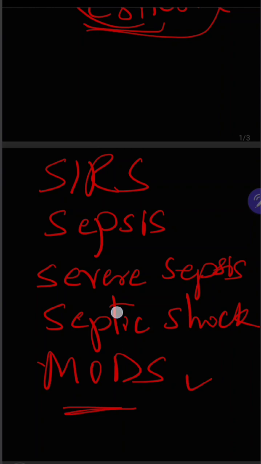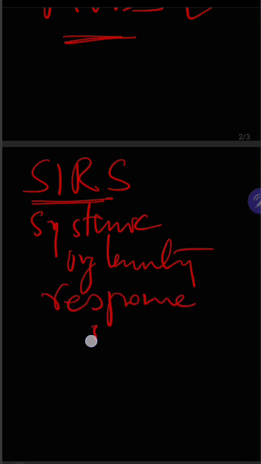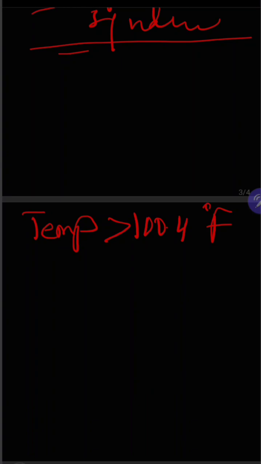So whenever a patient comes, you first have to be able to define the SIRS criteria. What is SIRS? Systemic inflammatory response syndrome. In SIRS criteria we have 6 points to remember. Number 1 is temperature. How much should the temperature be? More than 100.4 degrees Fahrenheit or less than 96.8.